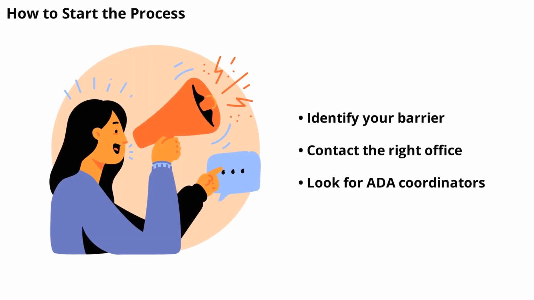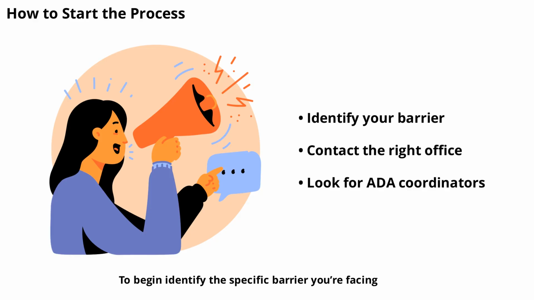To begin, identify the specific barrier you're facing and consider what accommodation would help. Then, contact the relevant state office. This could be in person, by phone, email, or through an online portal. Some offices have designated ADA coordinators or disability services staff who handle these requests. If you're unsure where to start, check the office's website or call their main number for guidance. Preparing your request in advance can help you communicate your needs clearly.